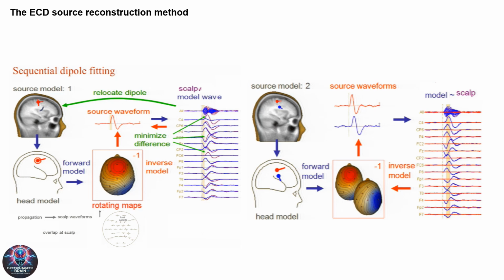The ECD method is particularly effective when the neural activity is assumed to originate from a small number of well-localized sources, such as in the case of evoked potentials or responses to specific stimuli. However, the solution can be highly sensitive to noise and the initial guess for the dipole configuration.